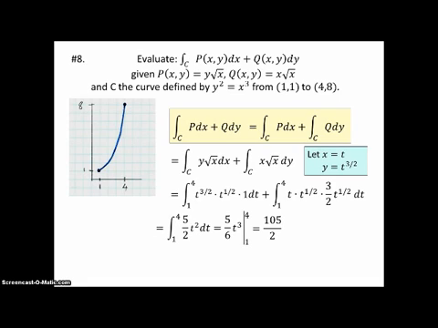And notice that's a very big answer, well, because we're integrating along a curve that's obviously greater than 7 units long, and the values that we're integrating are big too. So it's not really a surprise that we get a rather large answer for some of these line integrals.